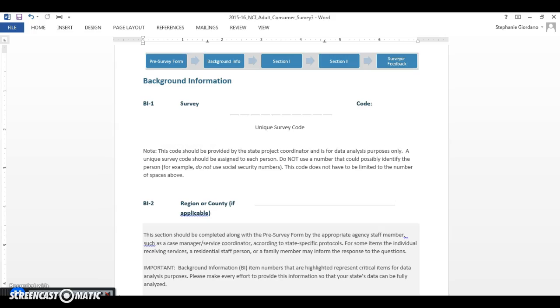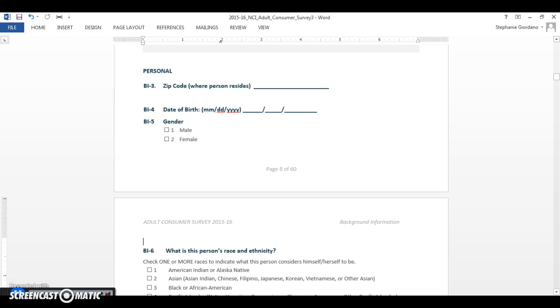The background information section begins with the survey code number. This number will be provided by the state. We also ask for region or county if this is something the state would like to collect. We then go on to ask some personal demographic questions about the person. We start with question BI3, which is new this year. We're asking for the person's zip code. While this will be entered as a numerical number, when this gets entered into the Odessa, it will change into a residential type such as urban, suburban, rural, or metropolitan.